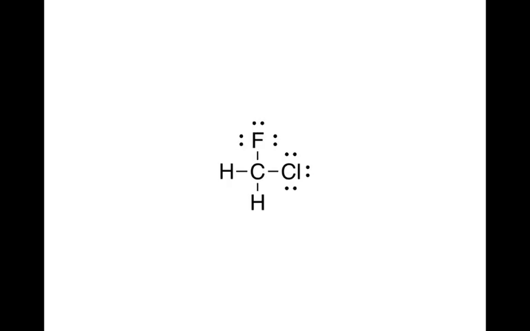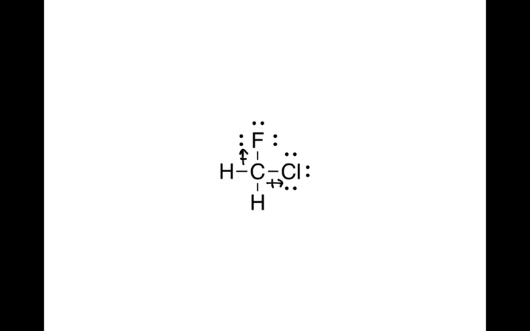Here we have this molecule called chlorofluoromethane. First, we're going to identify all of the polar covalent bonds. So we have this one and this one. Then we determine the direction of the dipole from these two bonds. Remember, fluorine is more electronegative than carbon, and so is chlorine. So the dipoles are going to go away from the carbon atom.